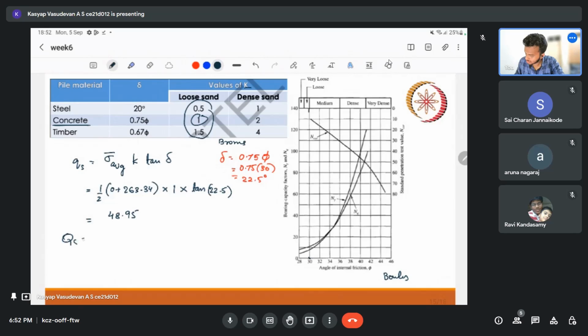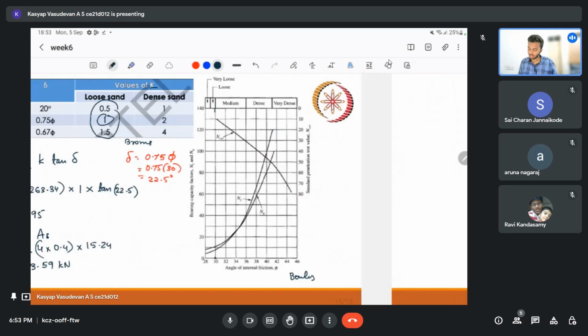So our QS is nothing but this small qs into AS, right? So AS is nothing but the surface which is providing the shear skin resistance. So that is nothing but the vertical surface, that is nothing but the perimeter into length, right? So perimeter is 4 into side for square, so 4 into 0.4 into length. What is the length? 15.24. This turns out to be 11393.59. So we got QS.